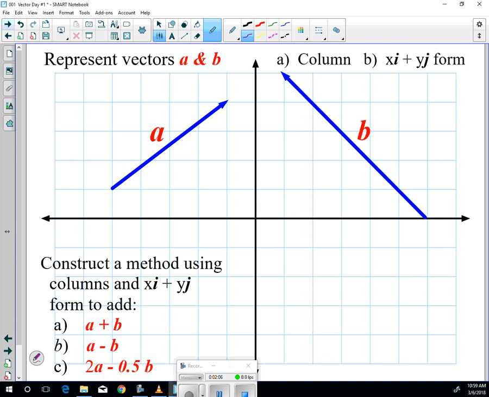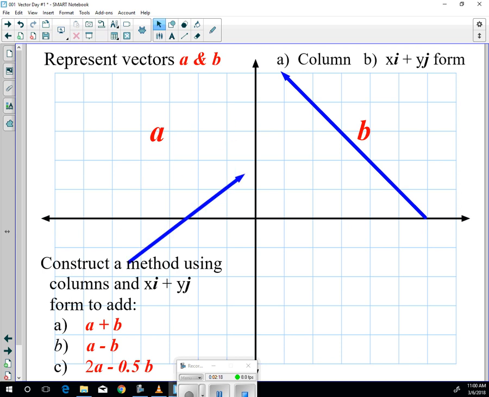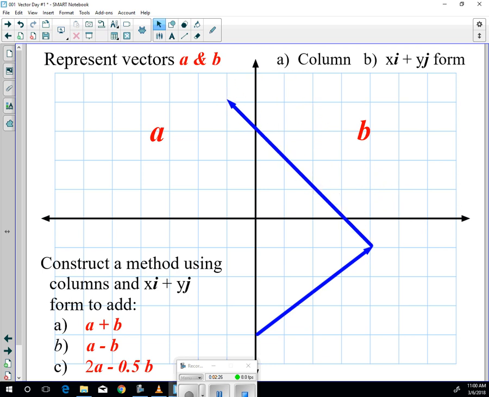Just real quick with adding, how do you add two vectors? Head to tail. So I'm going to start here, and then I'm going to end here with this one, and then I'm going to continue off of that one, and come up here. Does that make sense? So that's how we add vectors, head to tail.